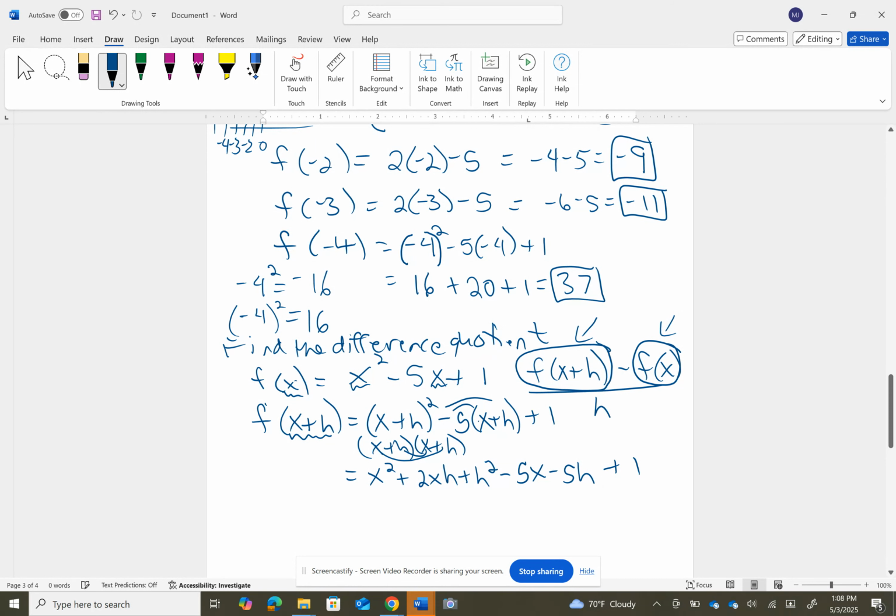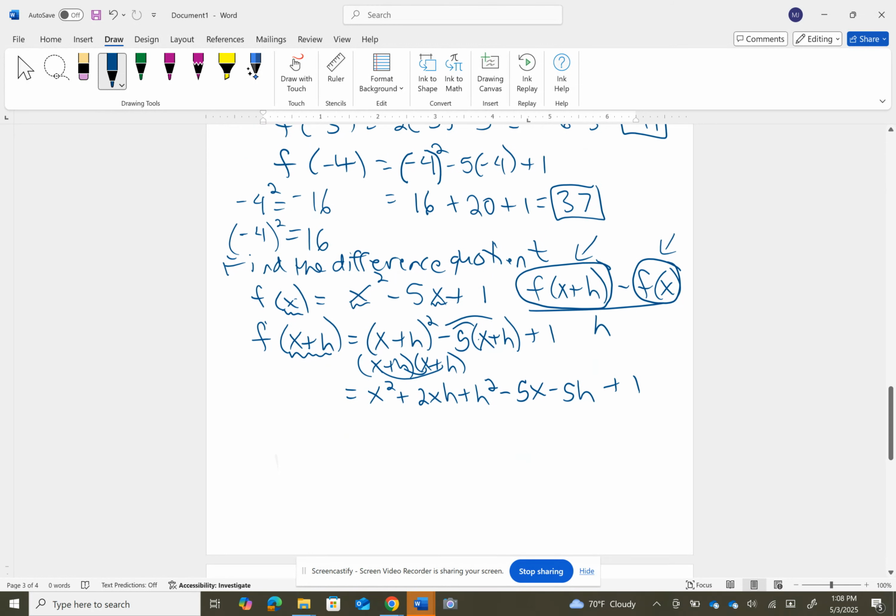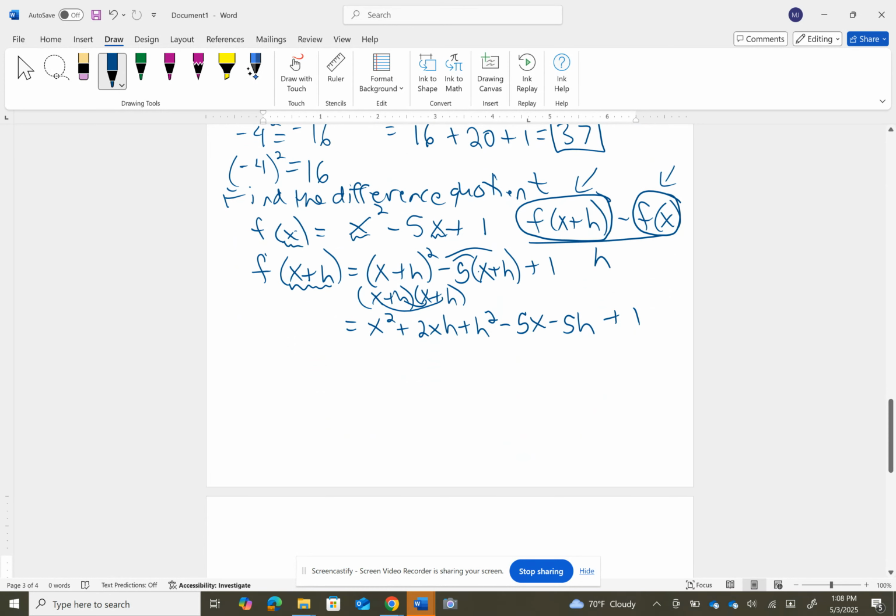Okay, so I get to here, and there's no simplifying I can do at that point, but I haven't finished the question. The question wanted me to get the difference quotient. So that means I'm now going to plug x squared plus 2xh plus h squared, all this that we just found, in the top left in place of the f of x plus h in the formula. I'm going to subtract from that f of x, which is x squared minus 5x plus 1.